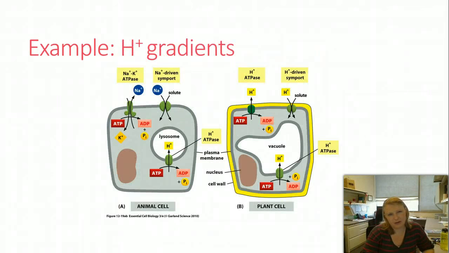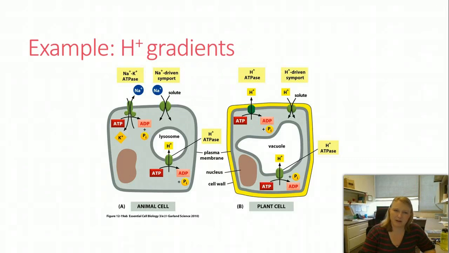Another thing that's important to understand before we move on is hydrogen gradients. We're going to talk about these proton gradients in chapter 14, when we're talking about photosynthesis and cellular respiration, the electron transport chain. But it's important to know that cells use these too. They use them for a variety of activities to help induce passive transport. They use active transport to make passive transport possible. You can see some examples here. Prokaryotes, fungi, and plants use this a lot. Animal cells, not so much, but it's important to understand how this works.